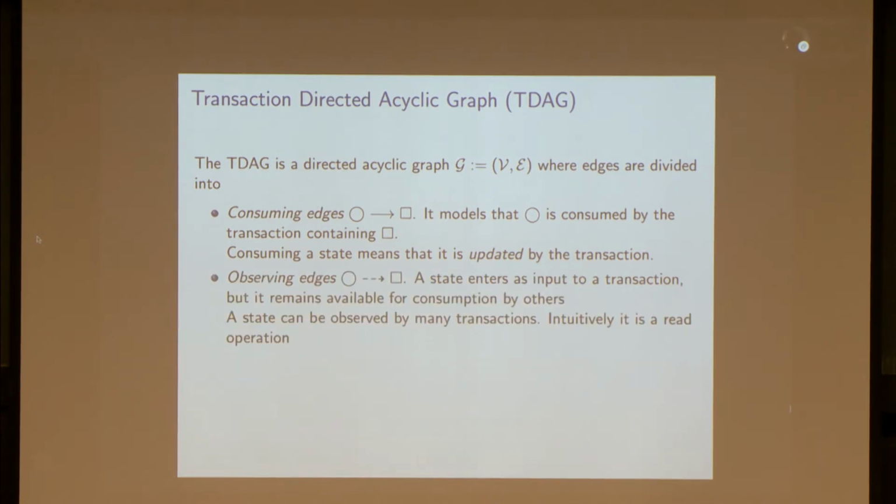The second set of edges that we have are observing edges. This models the fact that a state can enter as an input of a transaction, but it still remains available to be consumed or to be updated by other transactions. And therefore, a state can be observed by as many transactions as we need. Intuitively, this is the way that we have in our model to model the read operation. Finally, we have the producing edges that go from witnesses to states. These are the way that we have to model that a state is created by the transaction corresponding to the witness.